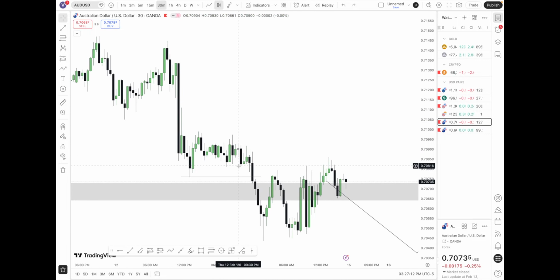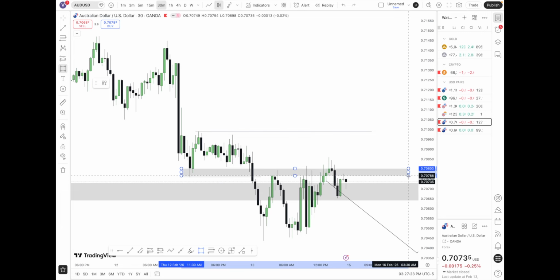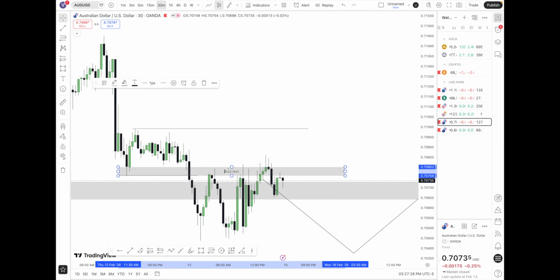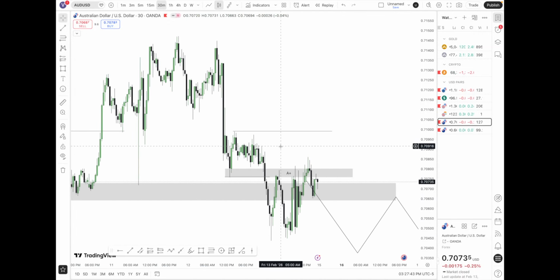I am going to personally wait for a change of character towards the upside, and it would be great if it retests this A plus zone, and I am going to take major buys from here. That is my analysis for AUDUSD.